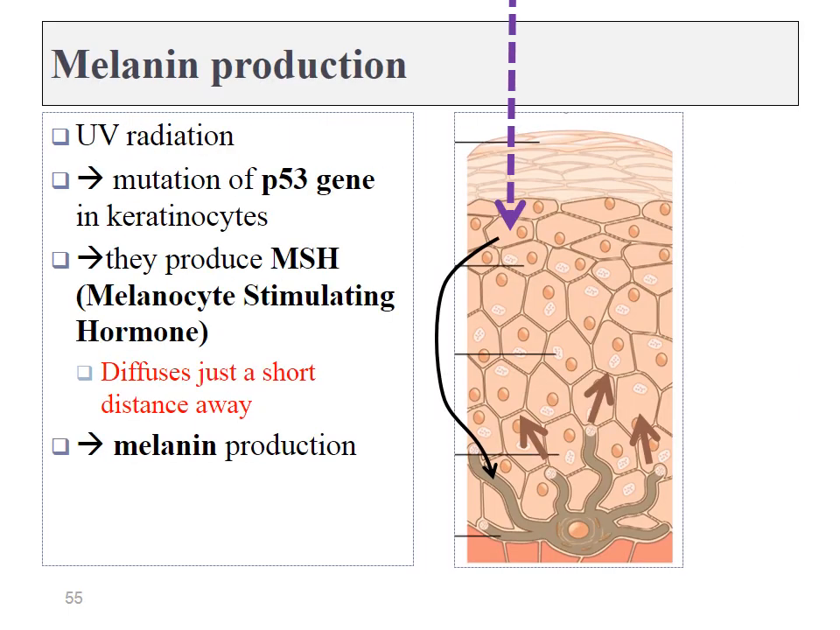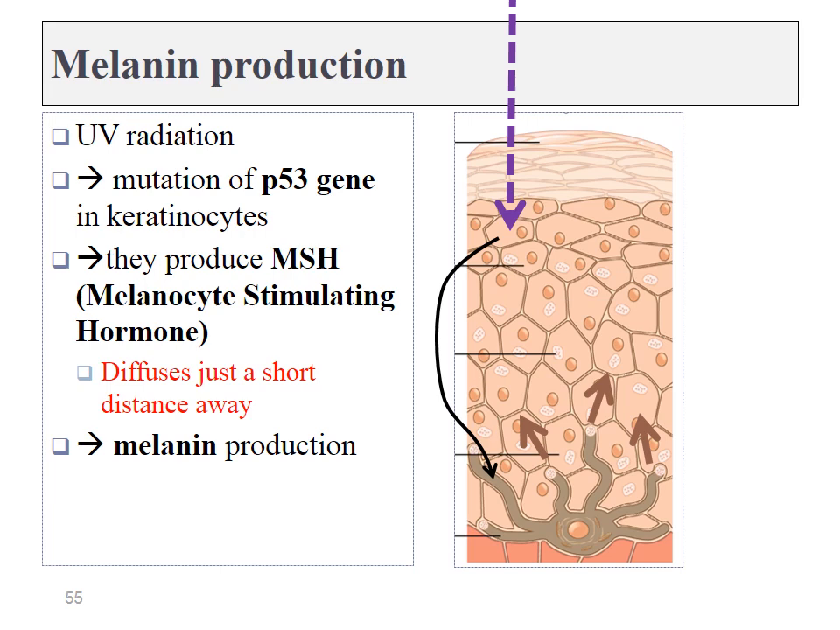When UV light hits our skin, it can cause mutations to the DNA in the living keratinocytes. When this happens, these keratinocytes can release the hormone MSH, and it travels just a short distance. Diffusion does not travel very quickly, so only nearby melanocytes will get this hormone, and they start producing more melanin and depositing this melanin into the new keratinocytes in the stratum basale, and thus the skin gets darker.